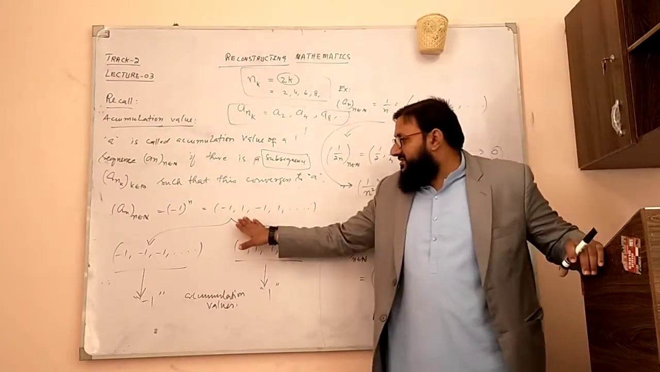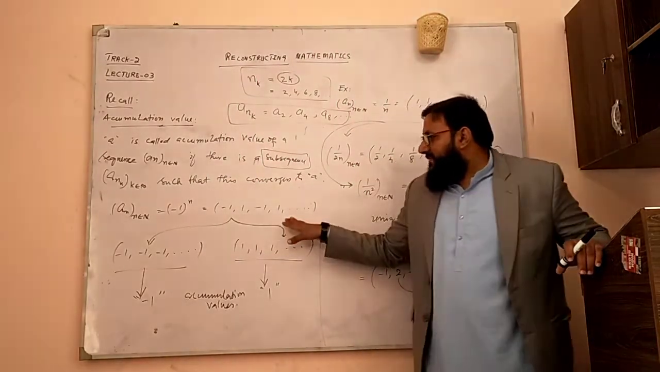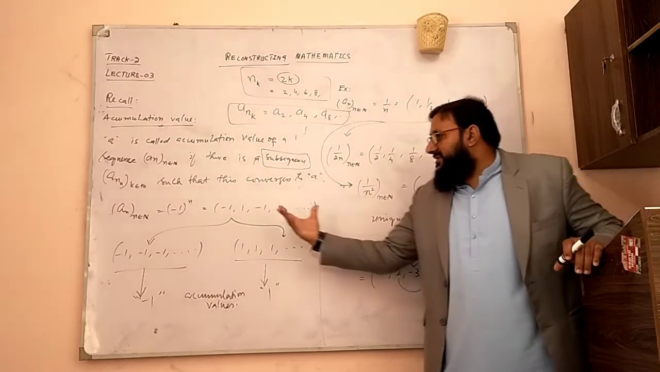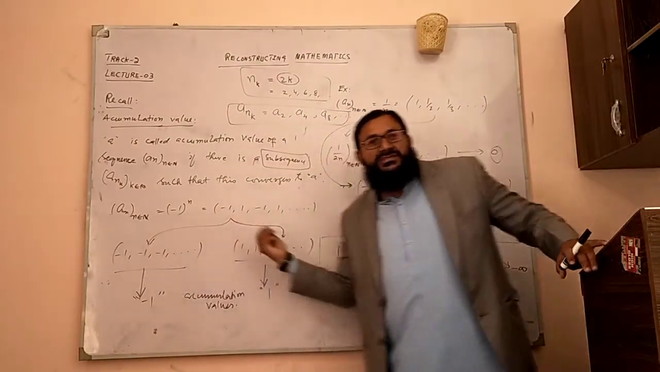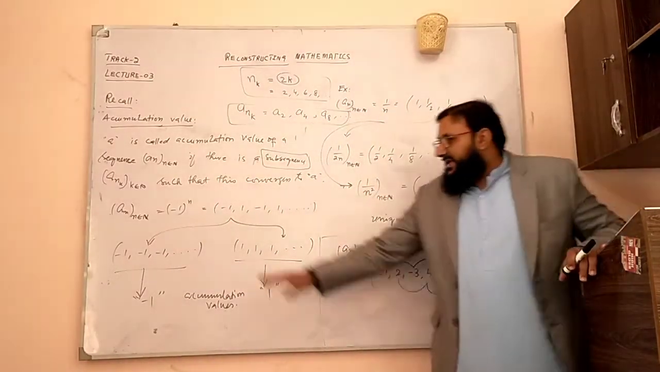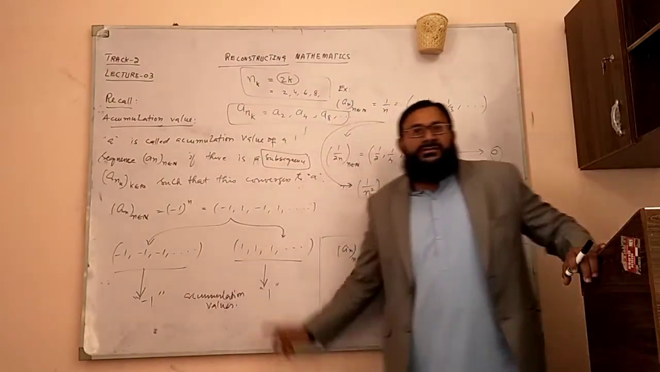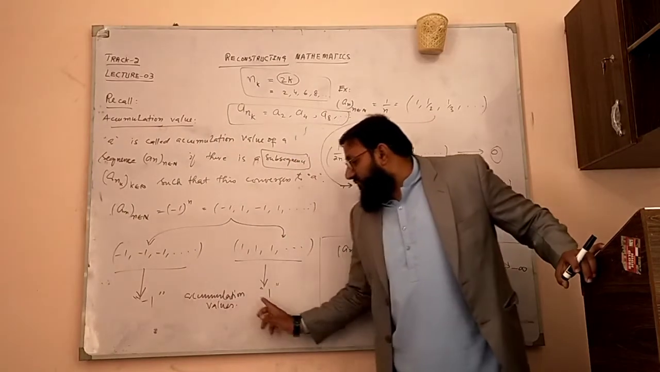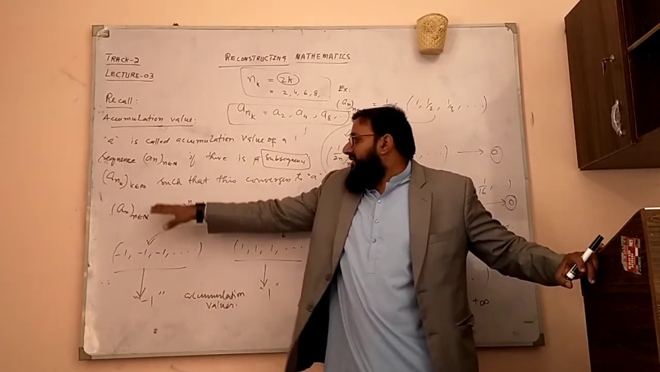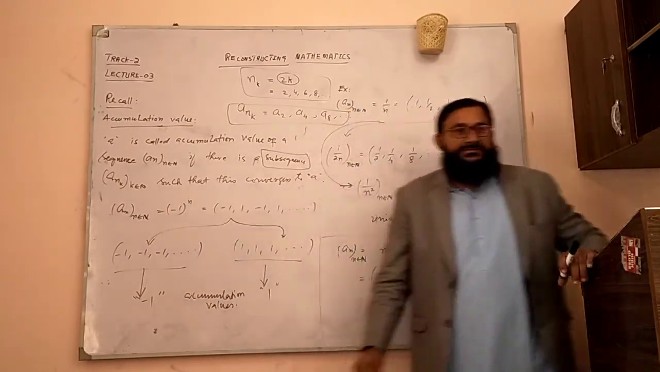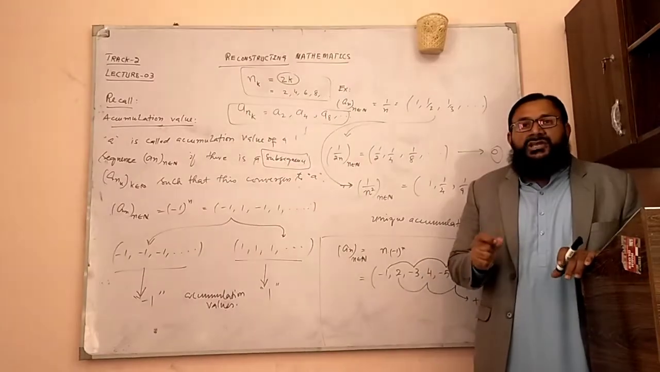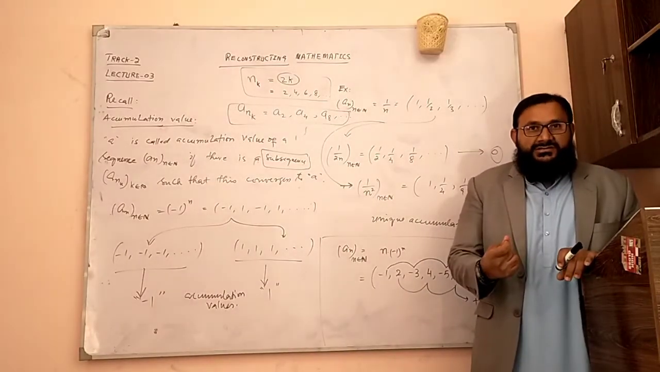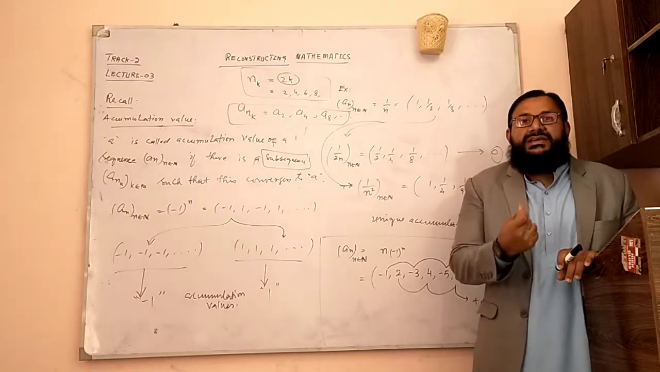We have the sequence which is in this way. I choose two particular subsequences by taking all the negative numbers and taking all the positive numbers. Negative numbers converge to negative 1, positive ones converge to positive 1. I call these two values the accumulation values for this particular sequence. And if the accumulation value is unique, we call that sequence convergent.